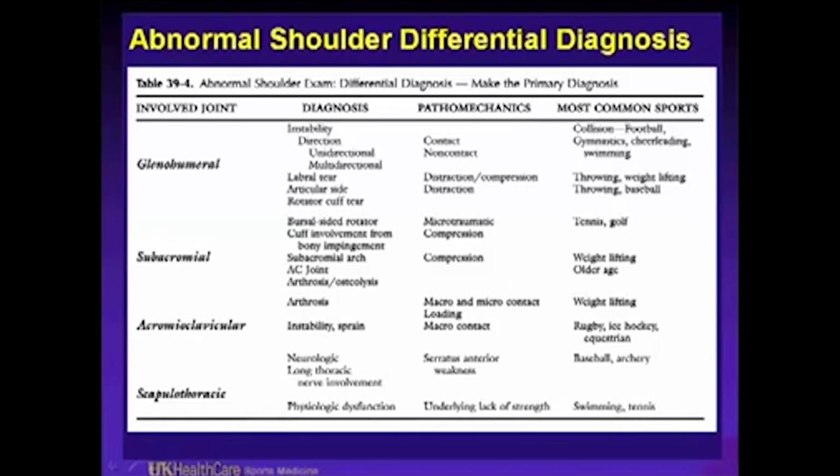In younger individuals, the problem is more of instability of the shoulder, and then you end up with a rotator cuff problem because it's a distraction problem, such as in throwing a baseball or overhead tennis.